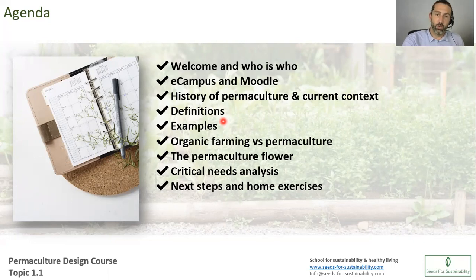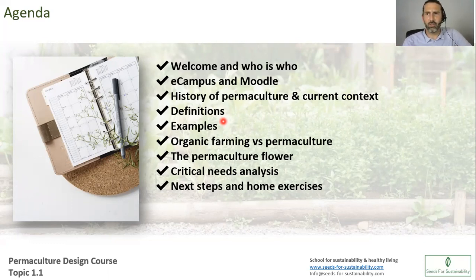Then we will show you what the difference is between organic farming and permaculture. Many people think that's the same, but it's not. It has obviously certain elements in common, and permaculture without organic farming is not possible, but organic farming without permaculture is possible. So we see that one thing is not the other.